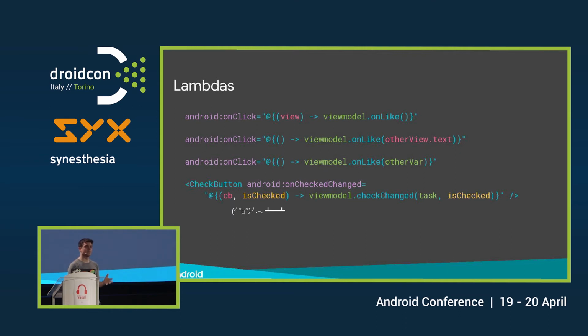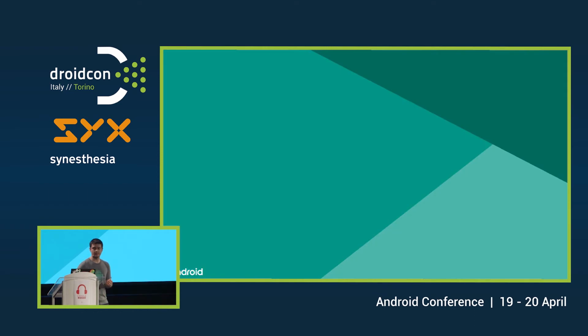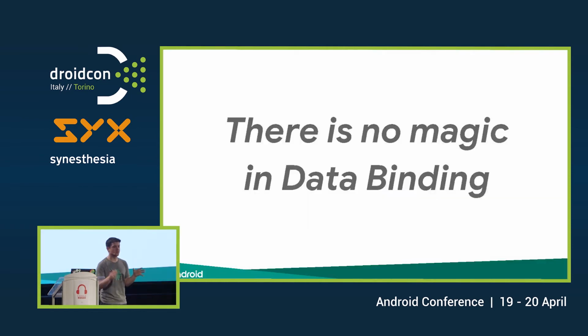So this is what really frustrated me when I first started with data binding. And the question is, where is this coming from? So I'm going to make a very dramatic pause here, because this is the message of the talk. There is no magic in data binding. In order for you to use data binding, you have to understand where the magic comes from. So I'm going to try to explain it to you.